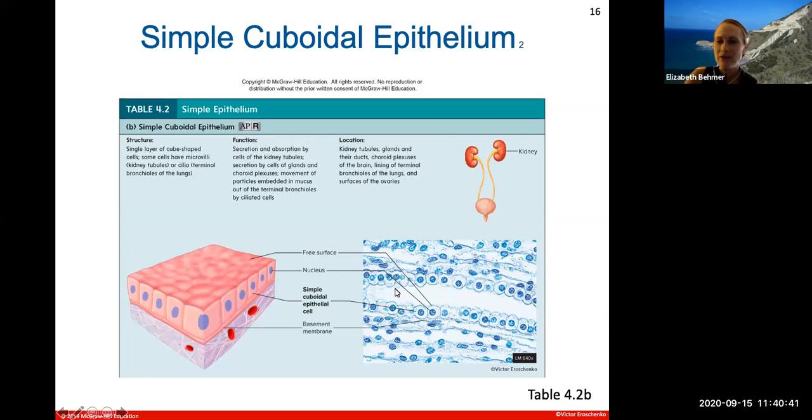And this kind of free white area in the middle is called the lumen, and the lumen is just the area where the filtrate or urine will flow down the tubules. What else? The free surface of the cells will be the surface that's exposed, and the basement membrane will be attached to the bottom part of those cells.